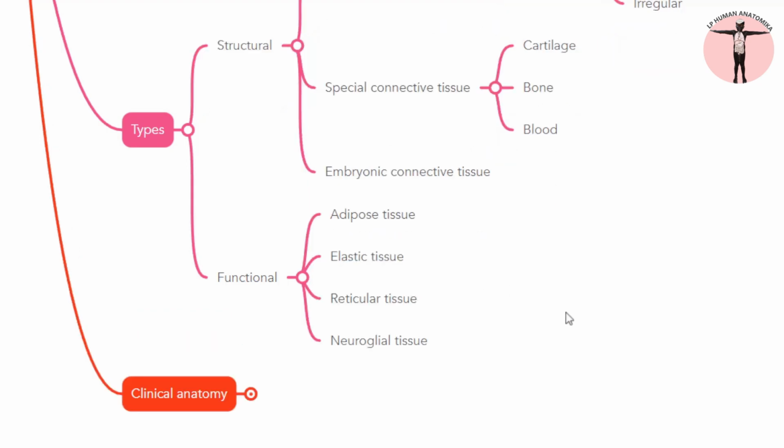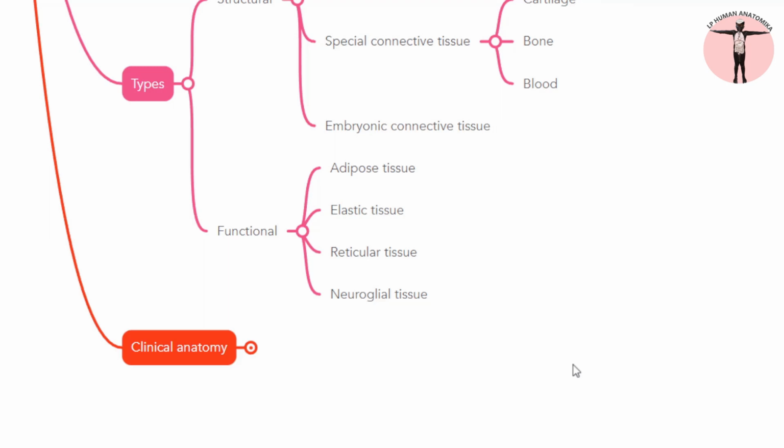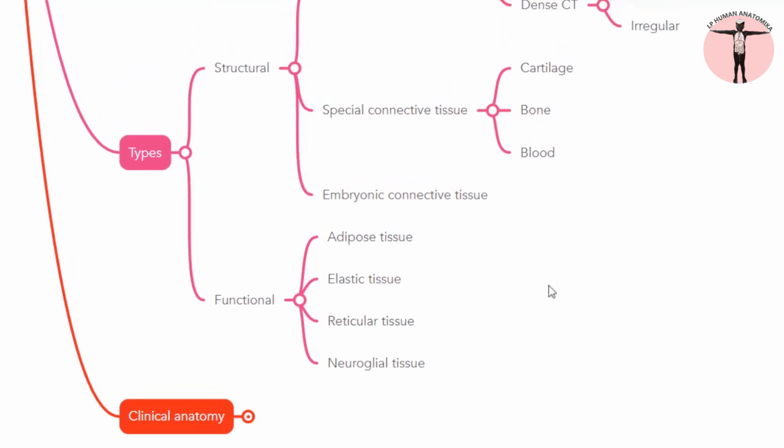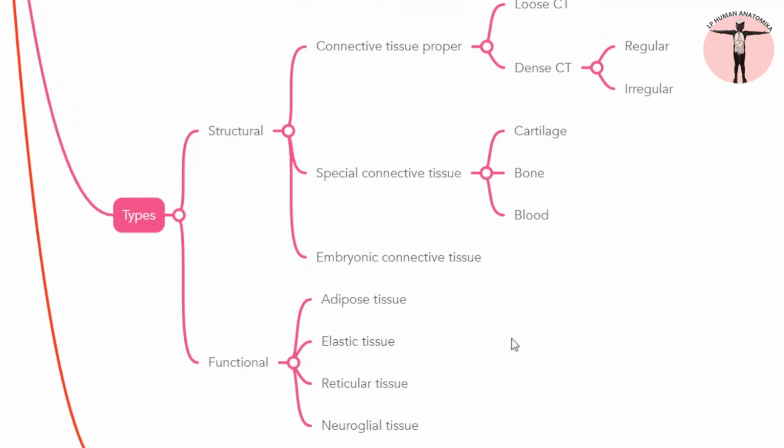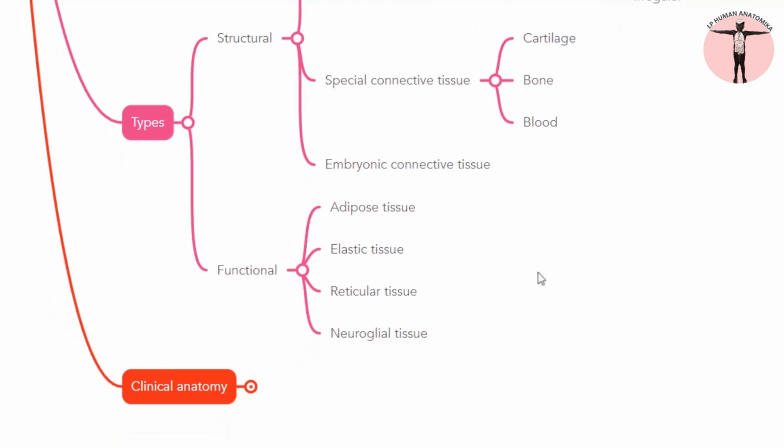Functionally, it is classified into adipose tissue, elastic tissue, reticular tissue, and neuroglial tissue. Apart from that, the classification which includes both structural and functional is the white fibrous tissue, which is nothing but the dense connective tissue, then the loose connective tissue or the areolar tissue, and the mucoid tissue or the embryonic connective tissue. So these three are included under both structural and functional classification.